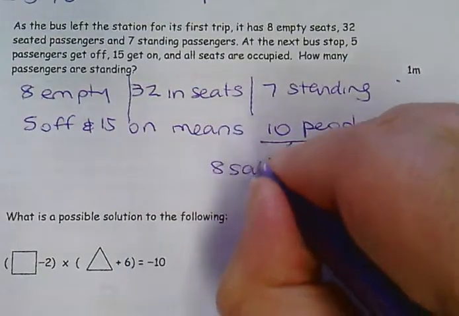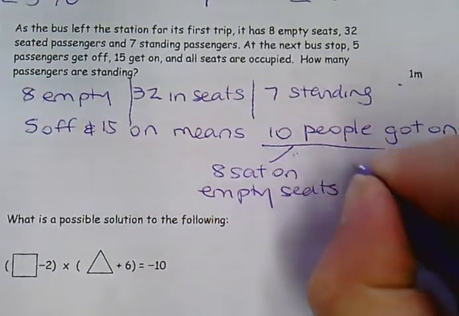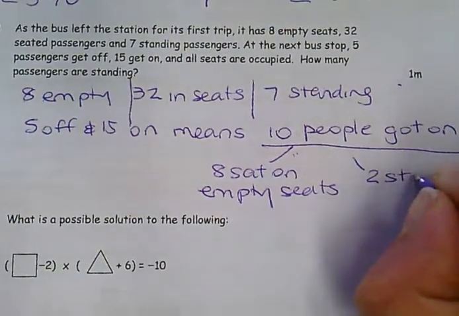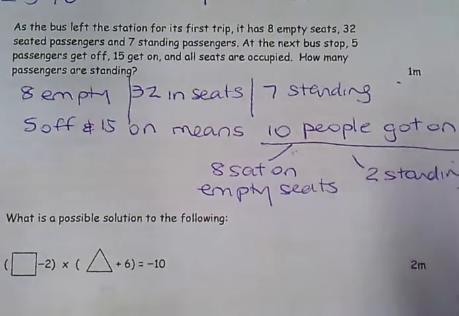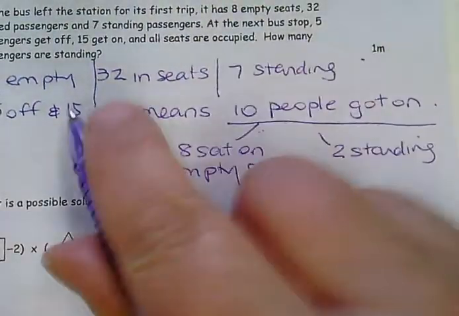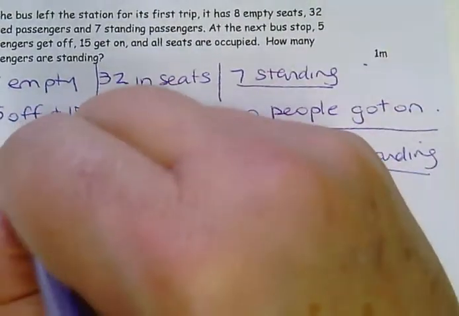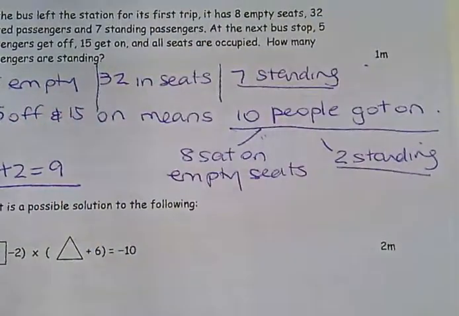So 8 sat on the empty seats, and another 2 must have stood up. There were 2 standing from this 10. So remember, we've already got 7 standing. So how many passengers are left standing? It's those 7 plus these 2. 7 plus 2 is 9 people still standing.